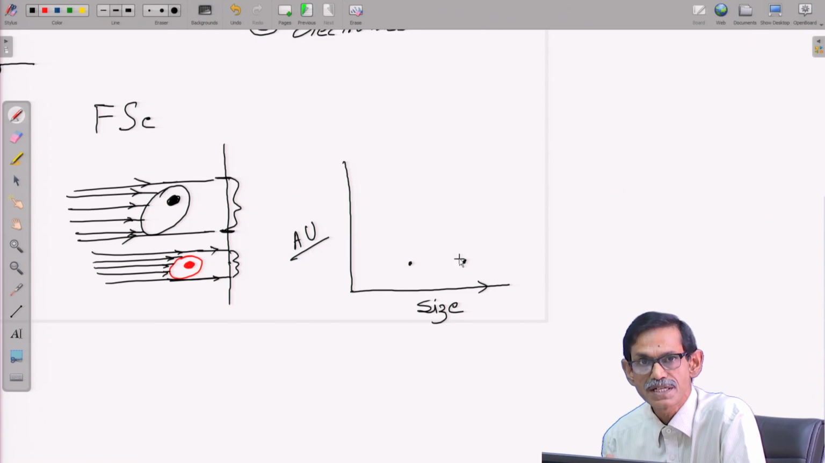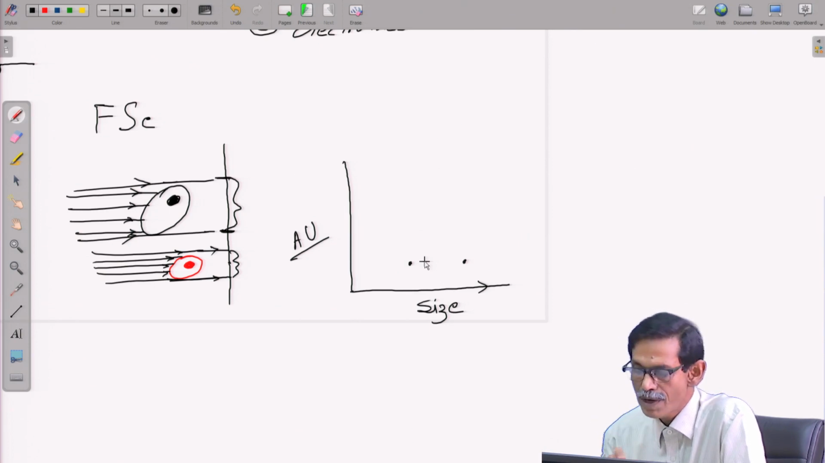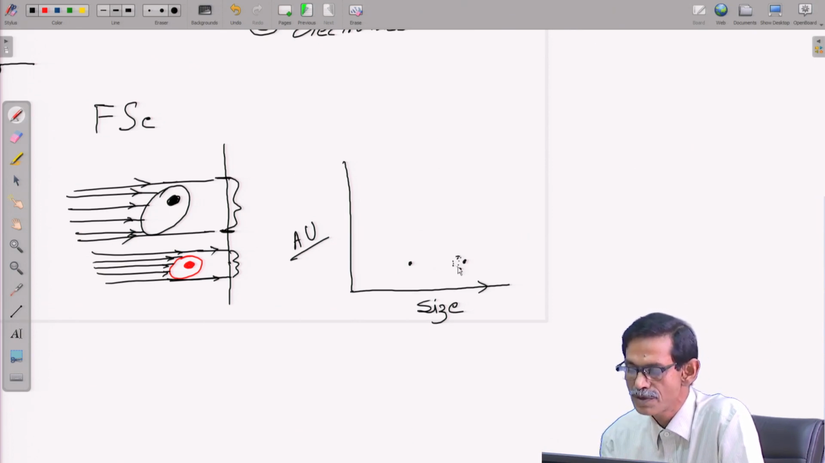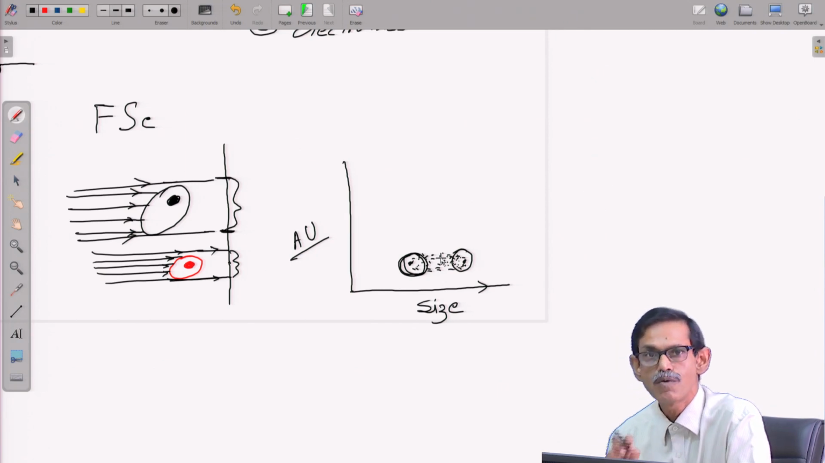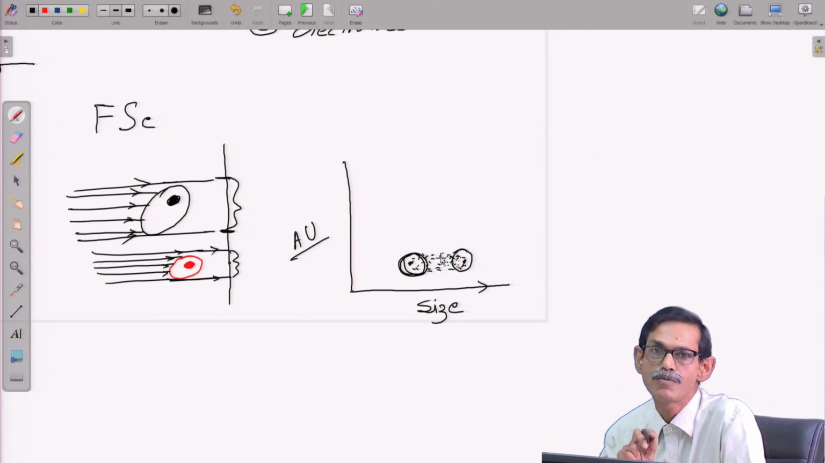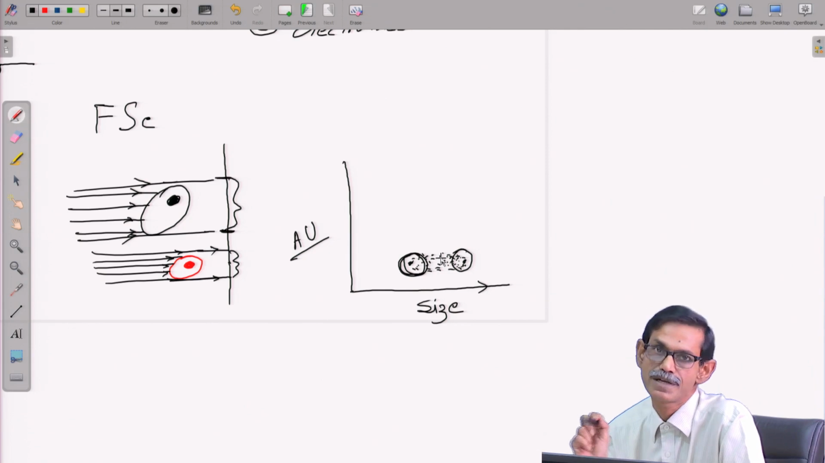All the cells will be either this size or in between. So if you run 10,000 cells, you will get 10,000 dots. The dots will be like this. Each cell will go, and you will see a dot. In this region you will get a lot of dots. This region will be the smallest cells and this region the biggest. Clear? Forward scattering-wise, the dots tell you how many cells are big, how many are small, and how many are in the medium size between small and big.